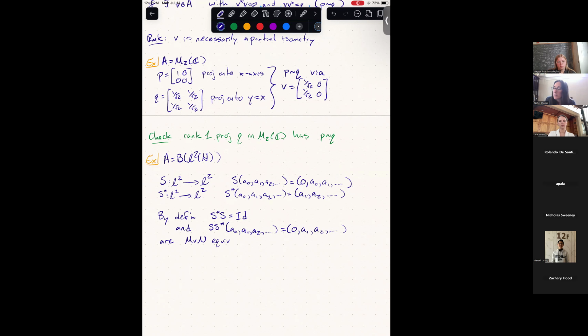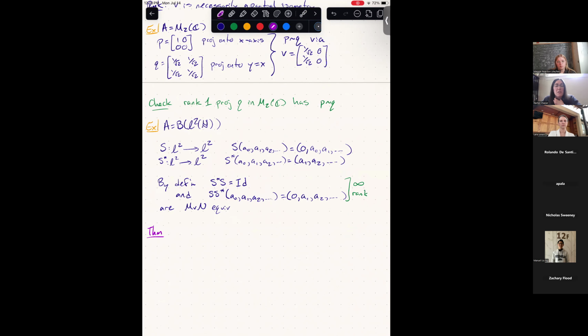And they are infinite rank projections. That's the commonality there. The thing I want to draw your attention to, the through line with these two examples, is that Murray von Neumann equivalence is really picking out the rank of our different projections, so the dimension of the image.